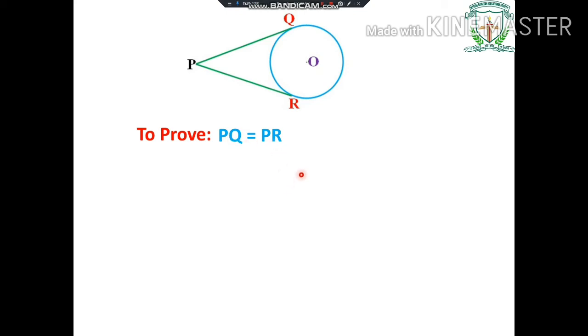Here, children, what is the next step? If necessary, we have to do some constructions. So here we cannot prove these are equal directly. We have to do some construction for it. So what you have to do? Join O and P. Similarly, join O and Q and also O and R. All these constructions you have to do with a dotted line. Construction: join OP, OQ and OR.